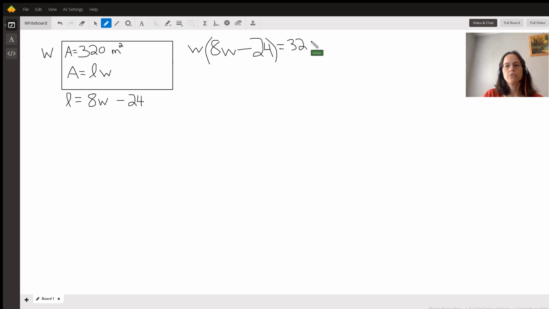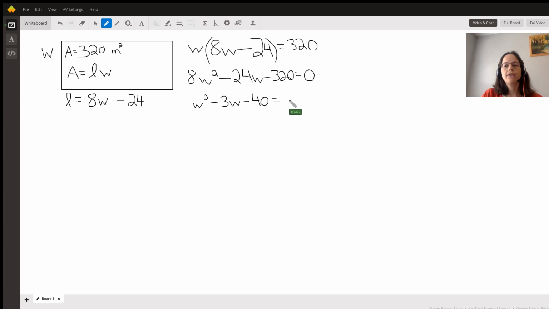All right, now I can get rid of those parentheses by distributing, and I'm also going to move that 320 so everything's on the same side. So that gives us 8W squared minus 24W minus 320, and that equals 0. Okay, now notice all of these numbers are multiples of 8. And so I'm going to divide everything, technically including the 0, by 8. And so that leaves me W squared minus 3W minus 40 equals 0.